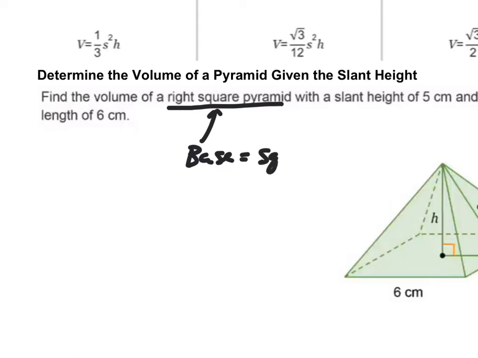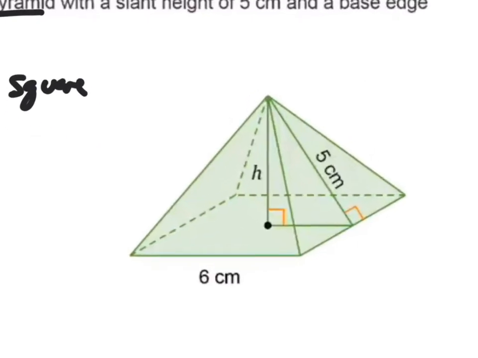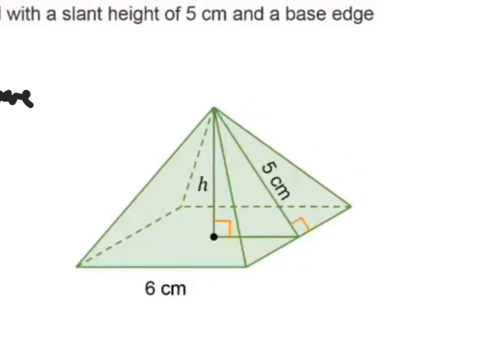Base equals a square, okay? So what I know about my base length, if I look at this value here, I know that this length here is congruent to this length, is congruent to that length, congruent to that length. Now I know that my slant height, L, is equal to 5 centimeters, but I don't know what my height is. So the question is, what is this length?